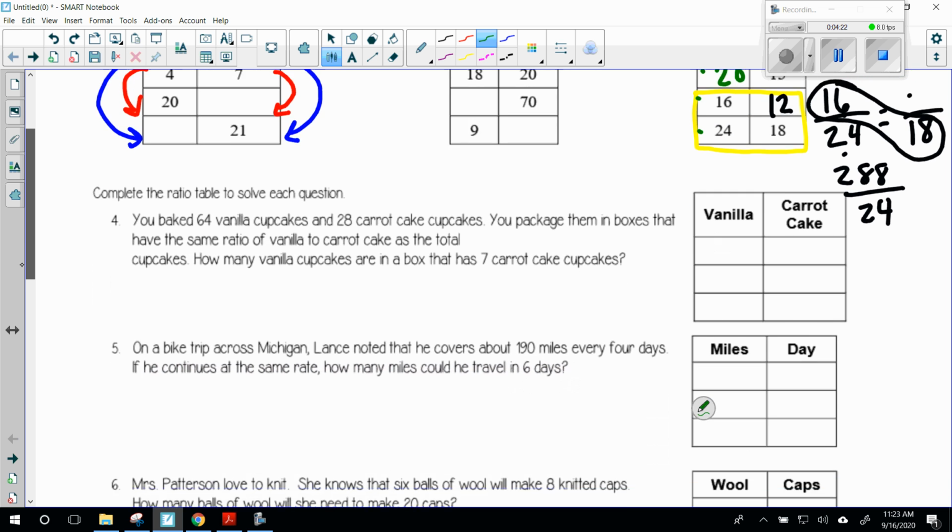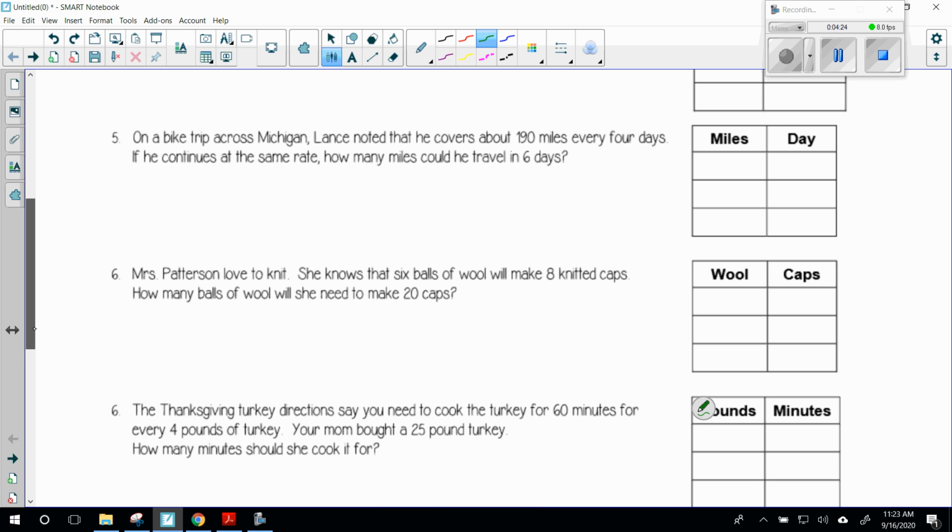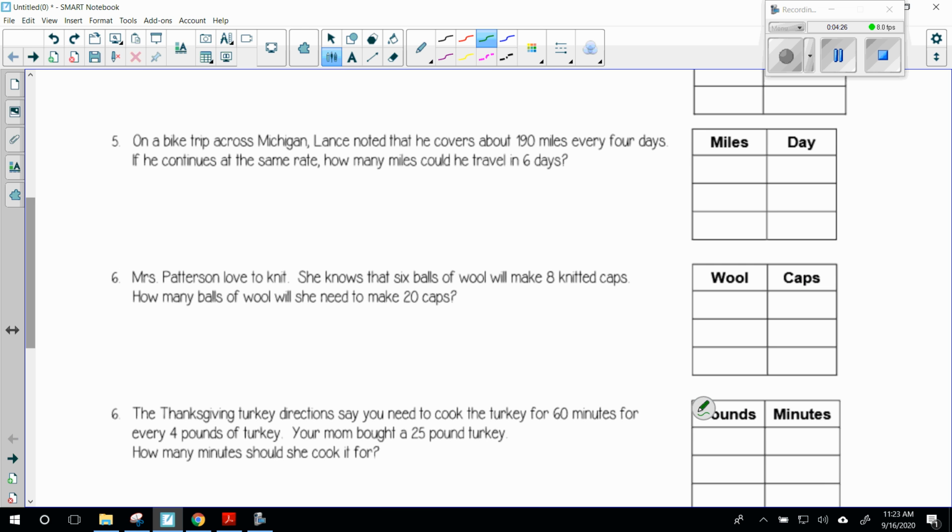All right, let's take a look at one of these word problems. So let's start with this number 5. It says, on a bike trip across Michigan, Lance noted he covers about 190 miles every 4 days. If he continues at the same rate, how many miles could he travel in 6 days? So we got 190 miles in 4 days. So one thing that's nice to try out is to see if you can come up with a unit rate for this.